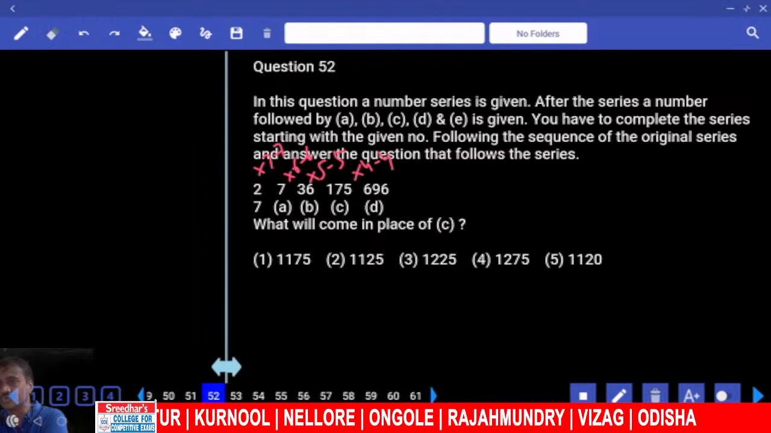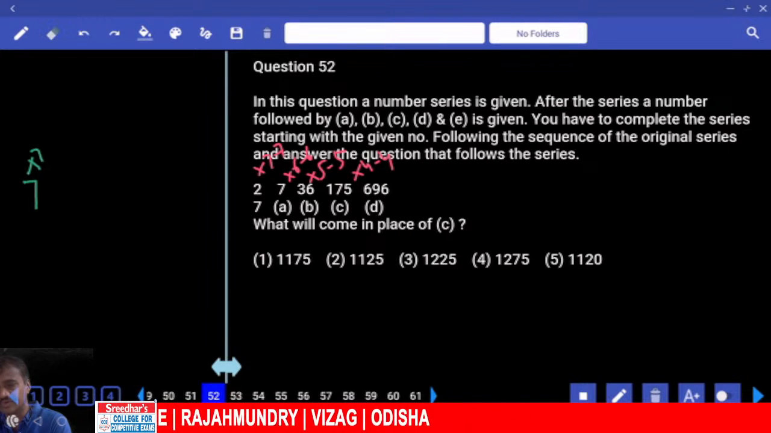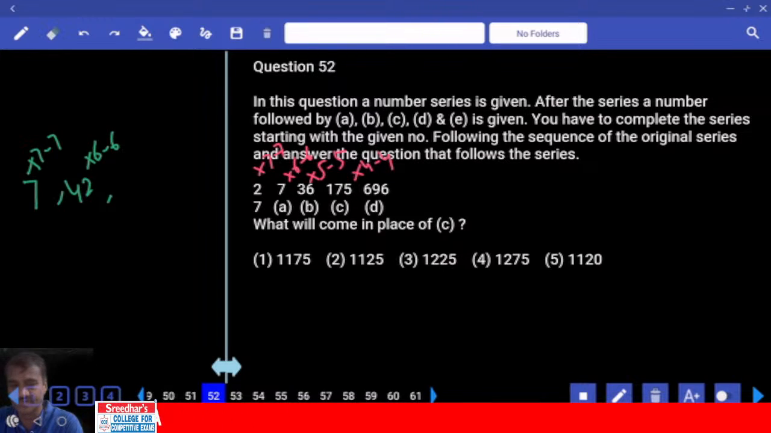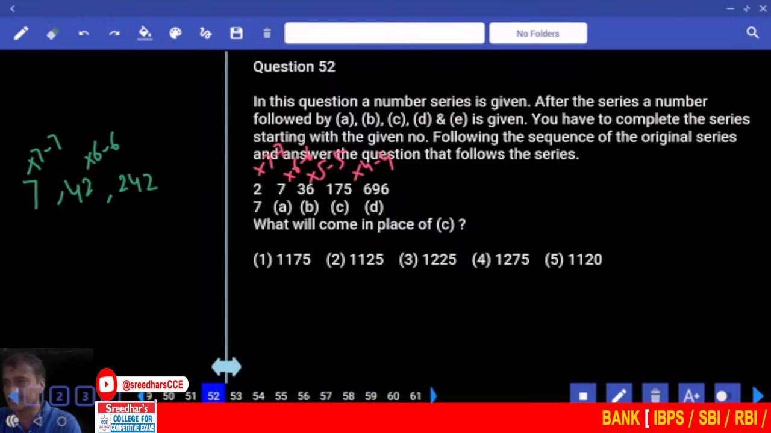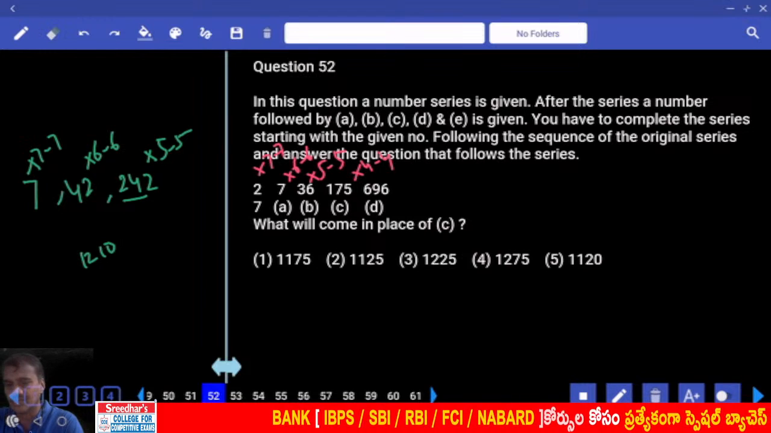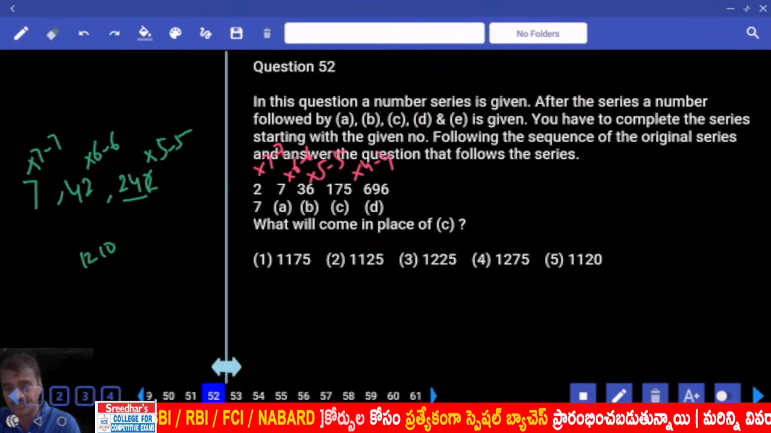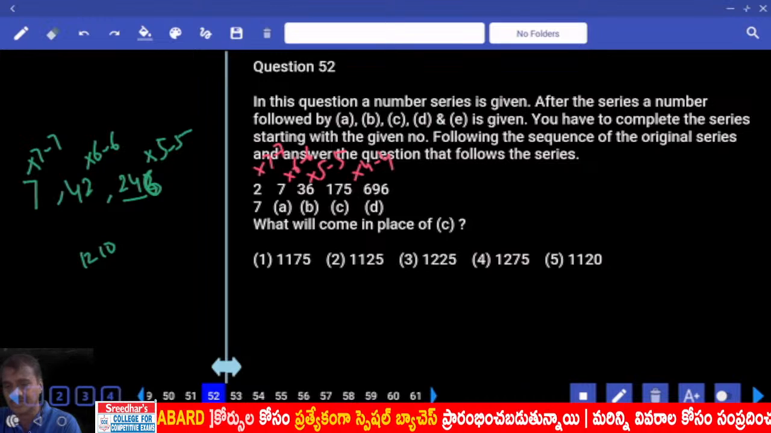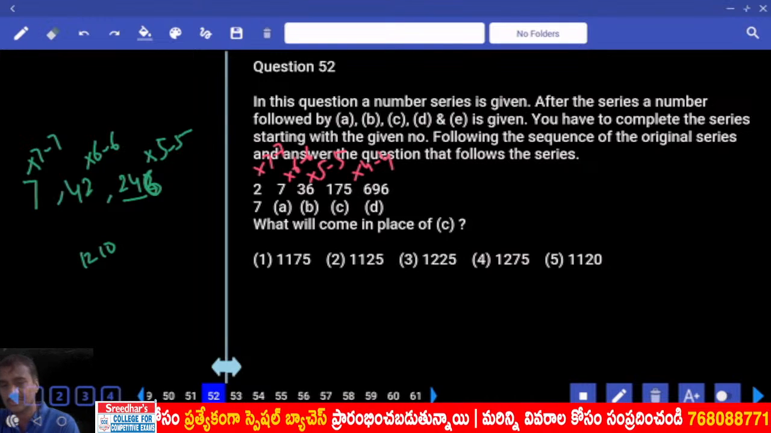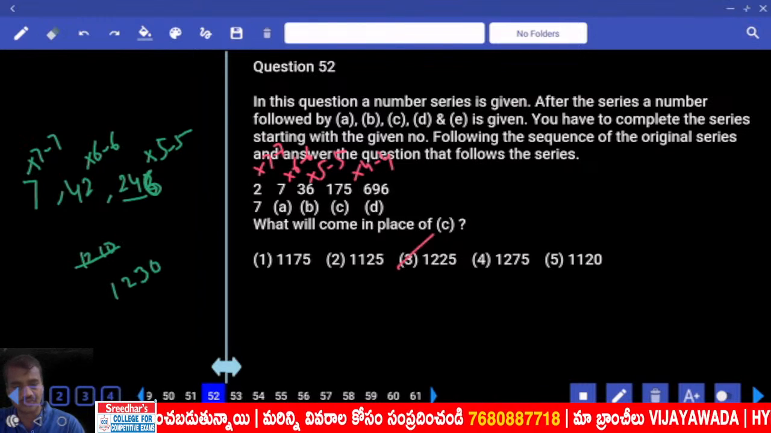We cannot directly start with the 2 and 7. Then starting with the 7, again you need to find out C. 7 into 7 minus 7, 42. 42 into 6 minus 6, how much? 42 into 6 is 252, minus 6, 246. Then the next one, into 5 minus 5. 246 into 5 means 1230. Clear? 1230 minus 5, 1225, choice 3, question 52.